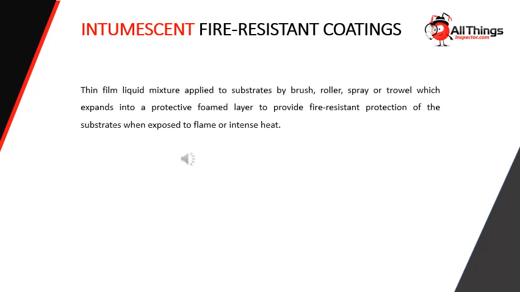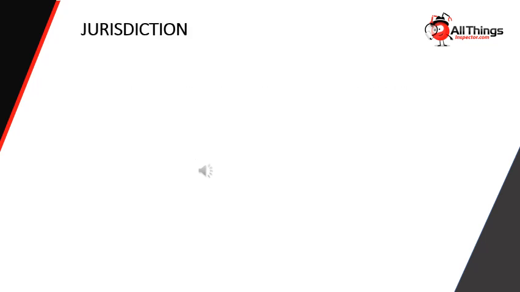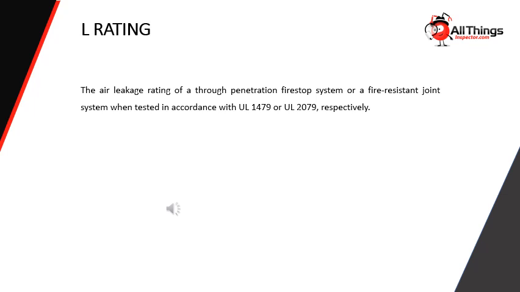Intumescent fire-resistant coatings. A thin film liquid mixture applied to substrates by brush, roller, spray, or trowel, which expands into a protective foamed layer to provide fire-resistant protection of the substrates when exposed to flame or intense heat. Jurisdiction. The governmental unit that has adopted this code under due legislative authority. L rating. The air leakage rating of a through-penetration firestop system or a fire-resistant joint system when tested in accordance with UL 1479 or UL 2079 respectively.